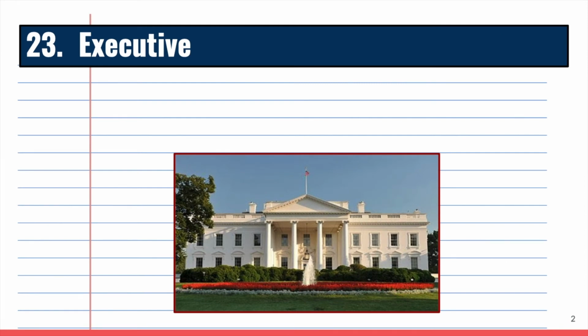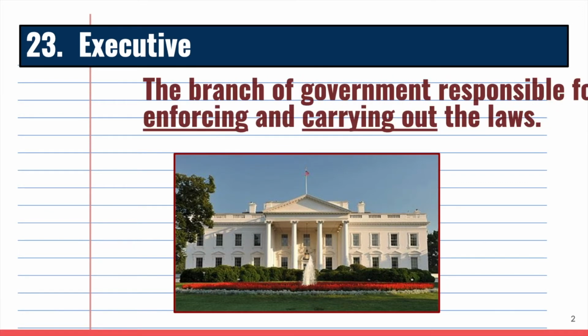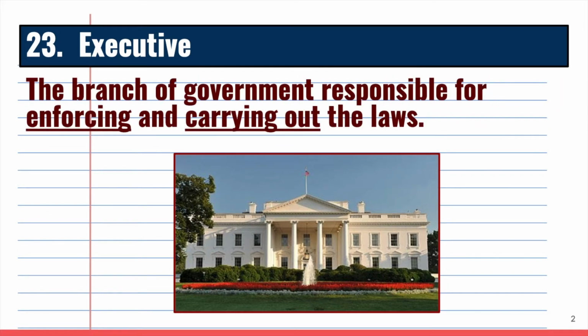As always, when I do these lessons, I review vocabulary that will be used during the lesson, and today is no different. Our first vocabulary word is executive. We are learning about the executive branch of government, otherwise known as the President of the United States. The executive branch of government is the branch of government responsible for enforcing and carrying out the laws. The legislative branch gets to write the laws. The executive branch has the authority to enforce or carry out the laws, to execute the laws. It's another use of the word execute.